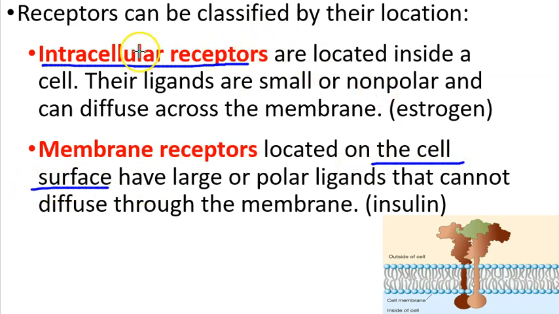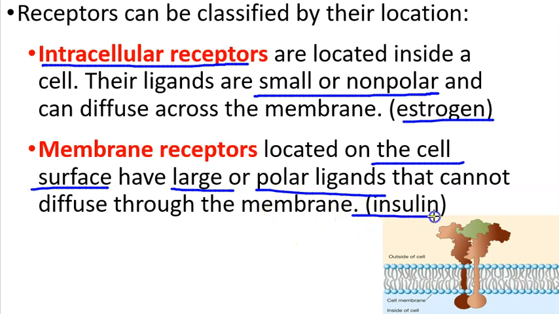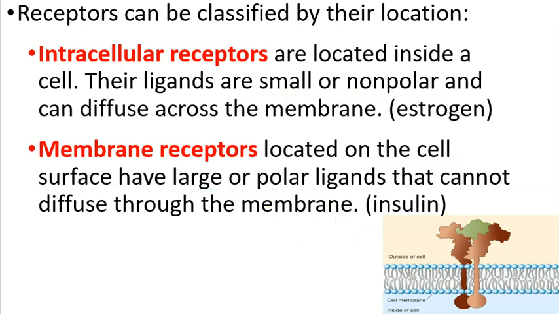And of course, in intracellular receptors, we would expect the ligands to be small and nonpolar. That was on the test we just took, like estrogen, a hormone. On the cell surface, ligands must be large or polar. They cannot diffuse across the membrane. We would expect that. An example of that is insulin, a peptide hormone.